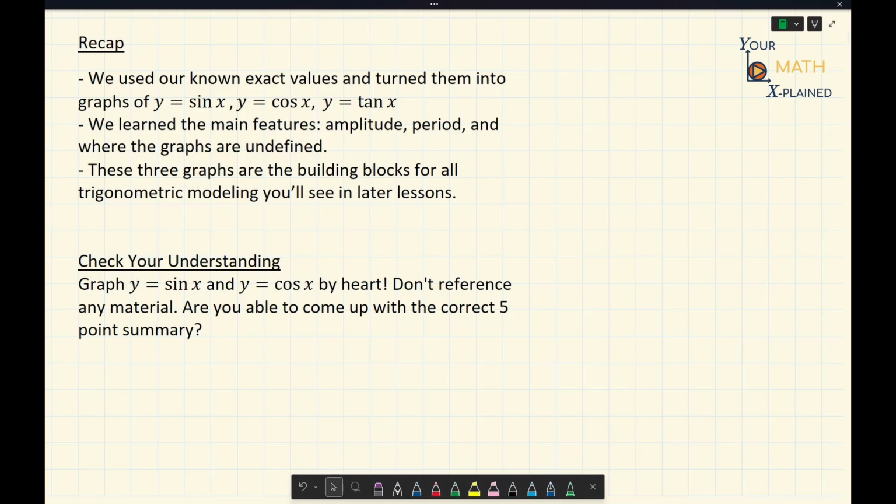And now it is your turn to give this a try. Can you graph the function y is equal to sine of x and y is equal to cosine of x by heart? Don't reference any material. Are you able to come up with the correct 5-point summary?